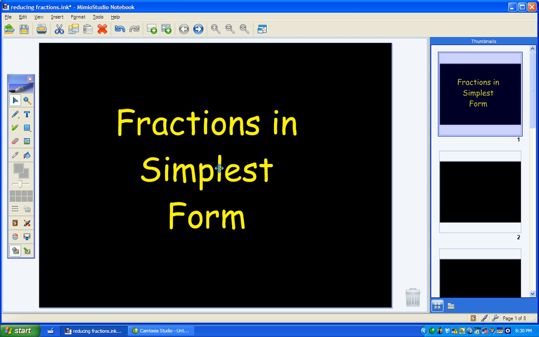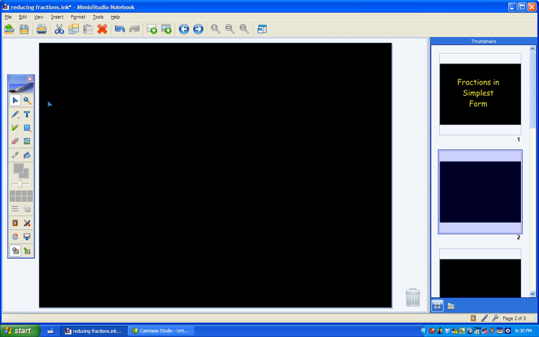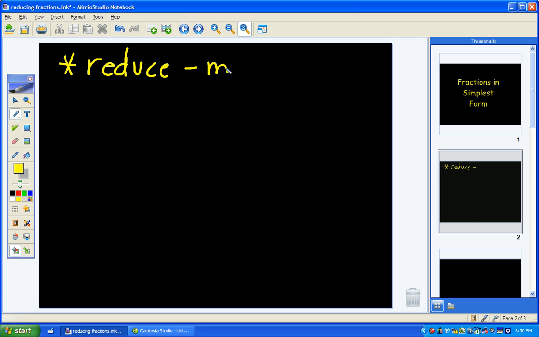Today we're going to be talking about putting fractions into simplest form. In order to understand what simplest form is, you have to understand what the word reduce means. When we reduce something, we make it smaller. When we're making a fraction smaller and reducing it, we're not changing the fractional representation.